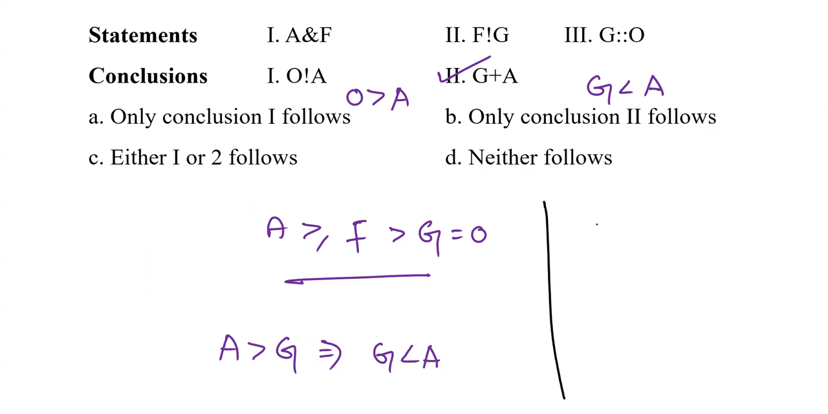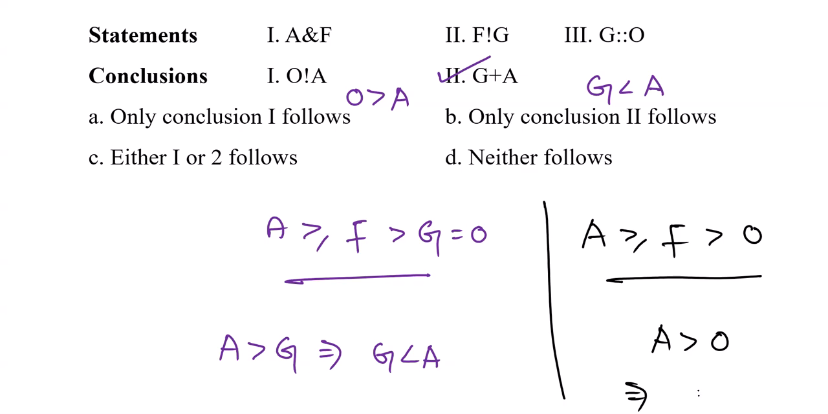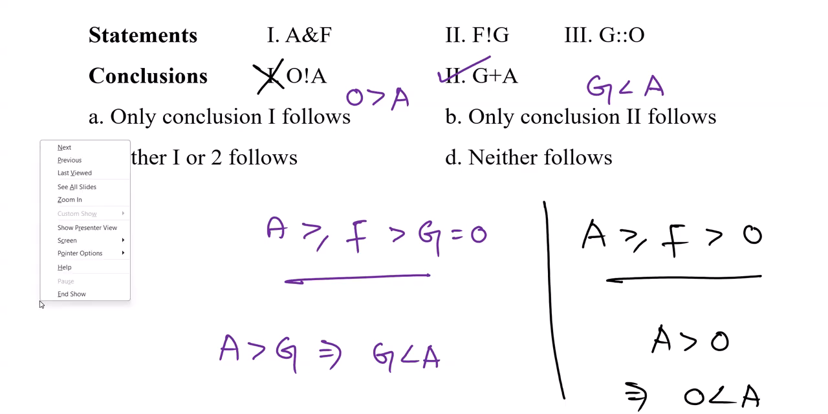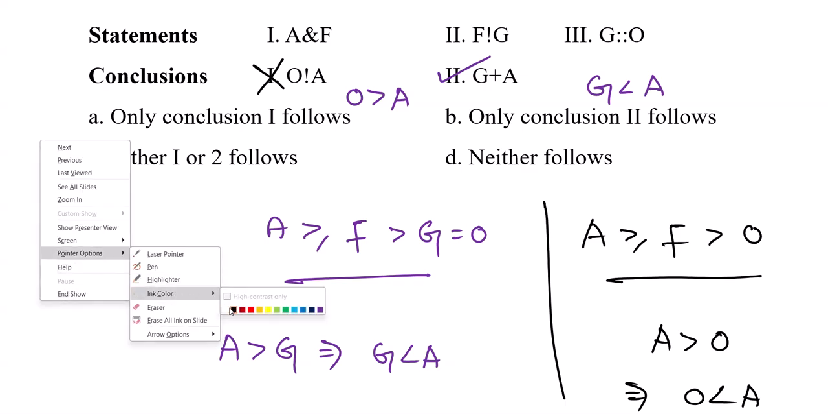Next one, between A and O, when there is an equal symbol, first have that idea in place. G and O both are equal, put O in place of that. Now there is a common symbol between A and O, but A greater than O implies O less than A, not greater than A. There is a relation between O and A, but it is O less than A, not O greater than A. So the first one is wrong, the second one is true. Your answer should be only two follows.